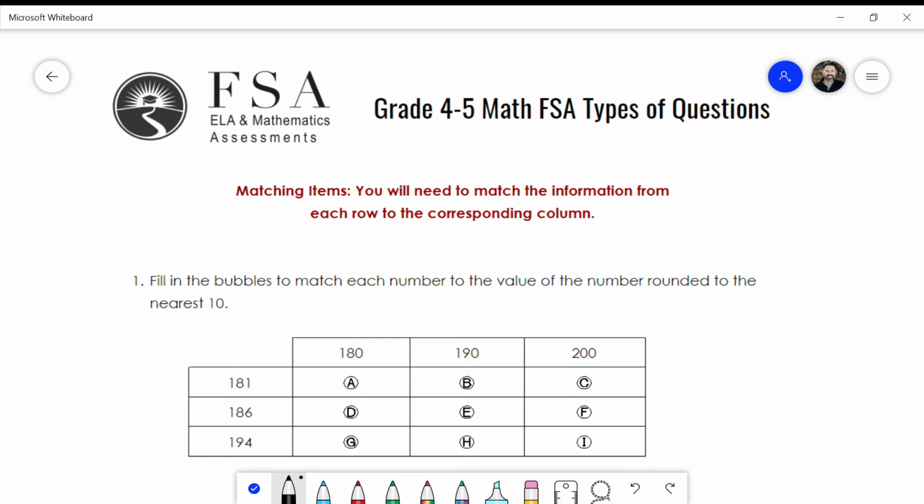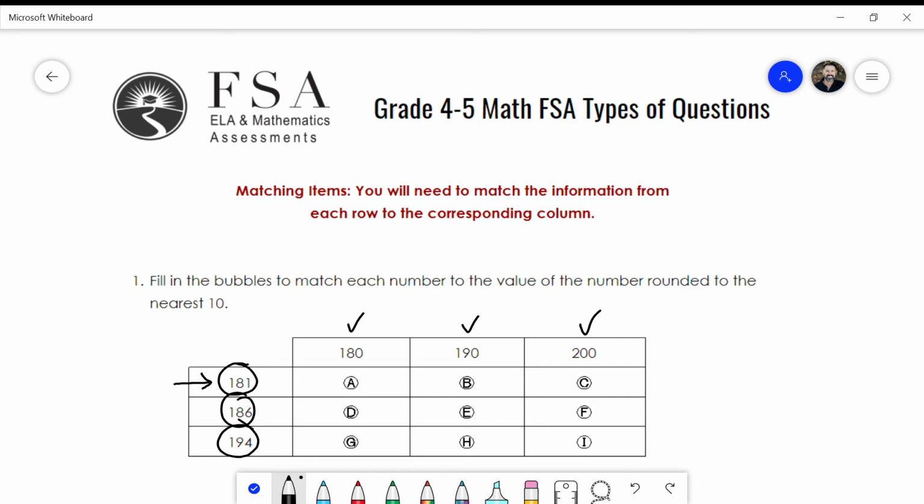The question says, fill in the bubbles to match each number to the value of the number rounded to the nearest 10. So we're rounding numbers. You've got to see which are the numbers that we're rounding, and it's always going to be the numbers on the left-hand side. Whatever number they're having you look at in this type of question, it's always on the left-hand side. We're rounding each one to the nearest 10, and the answer choices are represented up on the top.